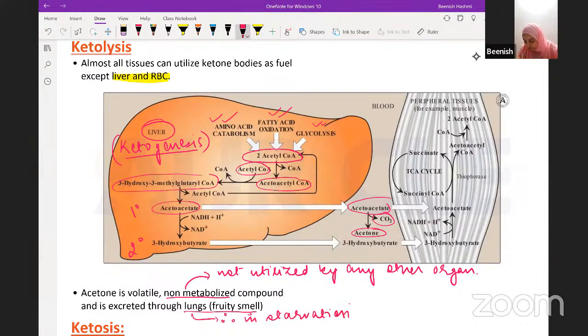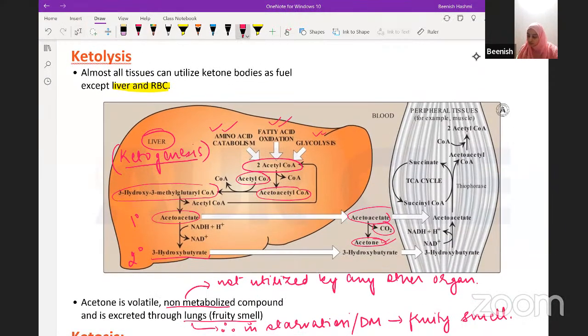In starvation or diabetes mellitus, you can see a fruity smell. From your acetoacetate, the acetone that is formed is excreted through the lungs, and the other secondary ketone body, 3-hydroxybutyrate, that is formed, reaches your peripheral tissues.